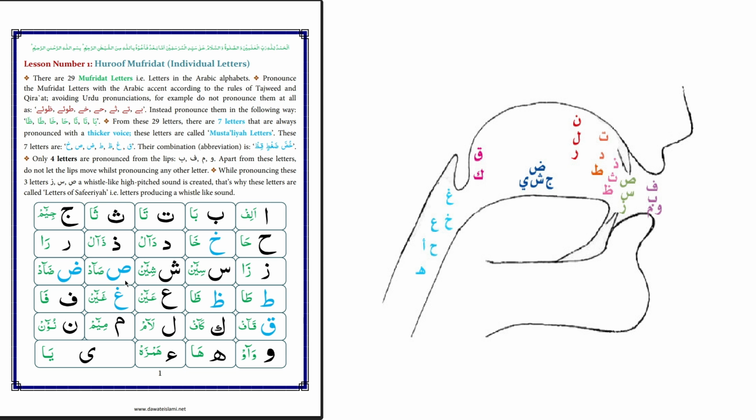Next, we have thod. Now to pronounce thod, of course you need to take your tongue here in this region, outside the tooth, just a bit outside, and say thod, thod, thod.